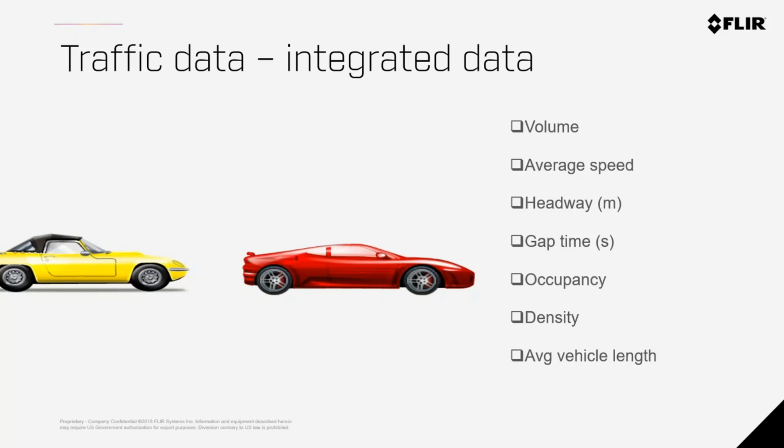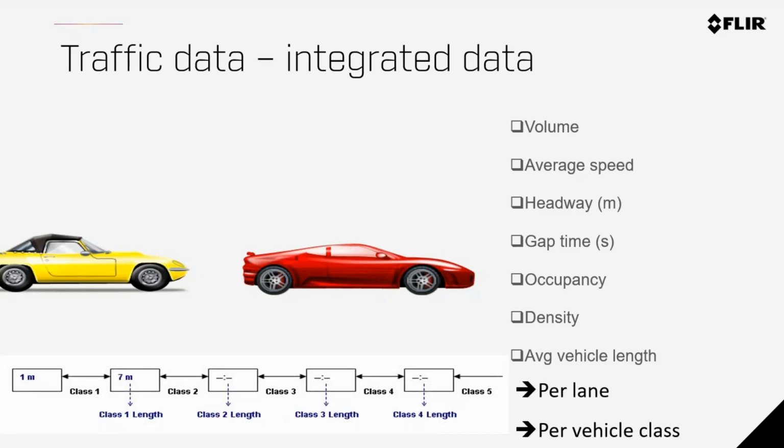And what we also can do is calculate the average vehicle length. This is a number that is going to be really helpful for classification. And this classification will be based on the length of a vehicle. And you can go up to 5 classes if you want to. And this information will be given to you each time per lane per vehicle class.